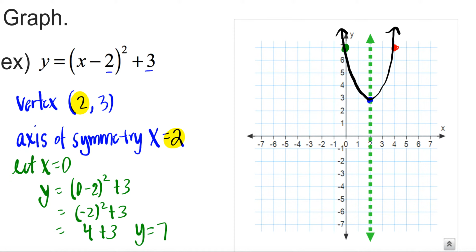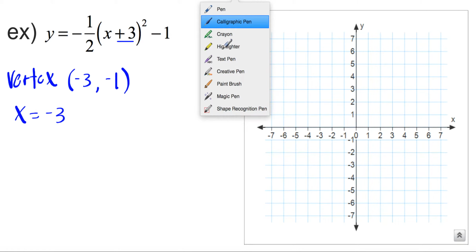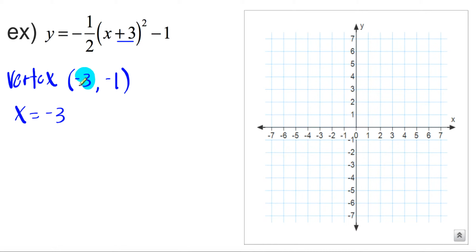All right, let's try one more. This one's going to be a little bit more interesting than the last because now I have that A coefficient. We're going to go through the same process though. The first thing we want to do is find the vertex. This is the order you want to do these things. So the vertex is (h, k). Well, this time that's a plus 3, so my vertex is at (-3, -1). My axis of symmetry is x is equal to negative 3. And just to remind you, this negative 3 and this negative 3, same negative 3.